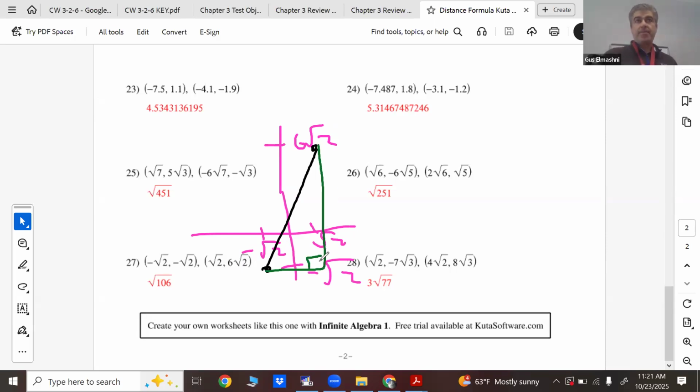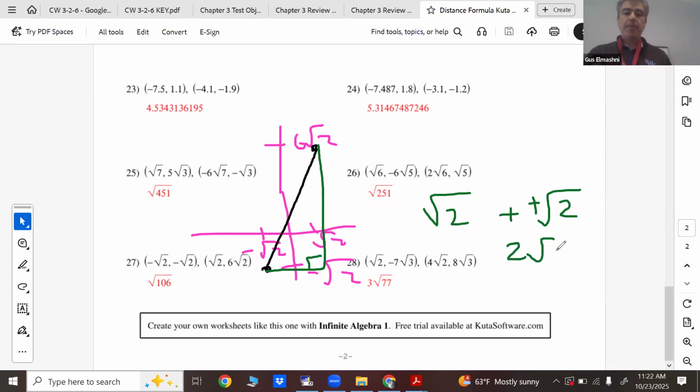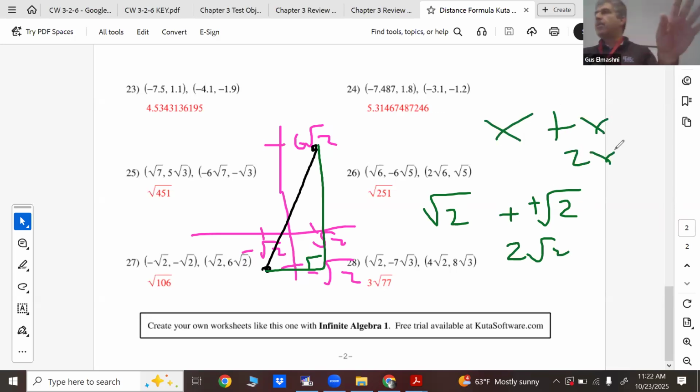Here's the challenge. How long is that base? The base is going from negative root 2 to positive root 2. So you're subtracting those 2, right? Like when we went from negative 2 to negative 6, I know the difference is 4, right? If I'm doing root 2 minus negative root 2, what would you say that would be? Yeah, because the minus negative becomes a positive. And how many root 2s do I got? I got root 2 and another root 2. It's actually 2 root 2. It's kind of like saying, what if I had x plus x? What would you say if you had x plus x? It's no different. It's the same exact thing.